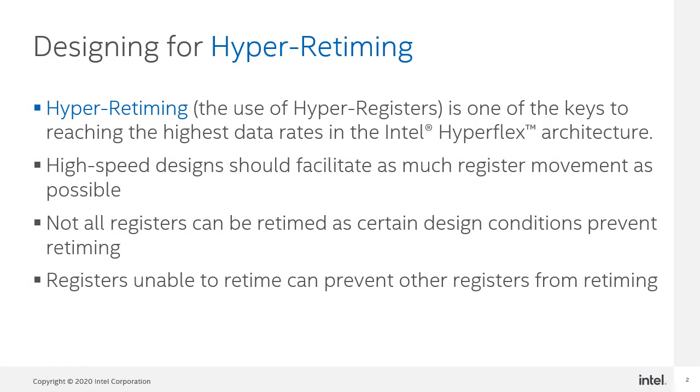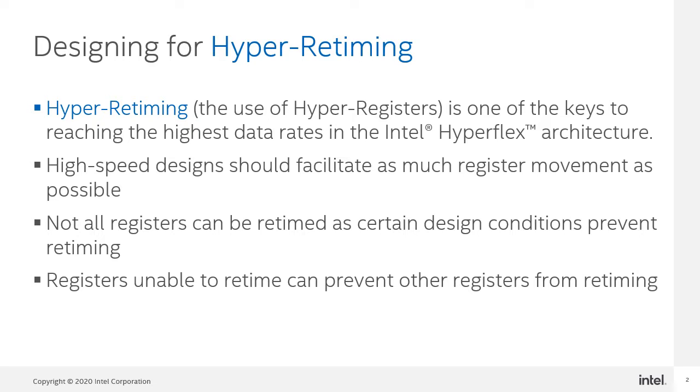Hyper-retiming, or the use of hyper-registers, is crucial to your designs reaching the highest possible speeds in FPGAs that are built with the Intel Hyperflex architecture, currently the Intel Agilex and Intel Stratix 10 families. So if you're trying to maximize your design performance, you want to make sure that your design is written in a way allowing as much retiming as possible.